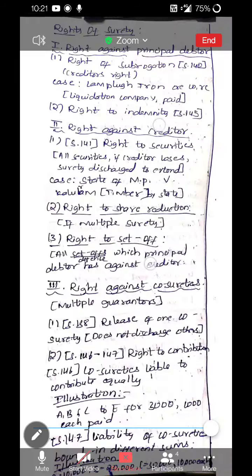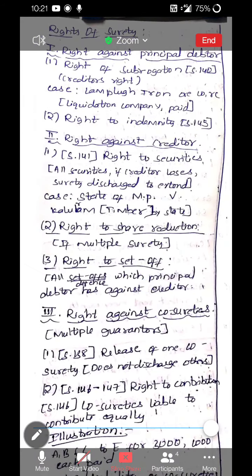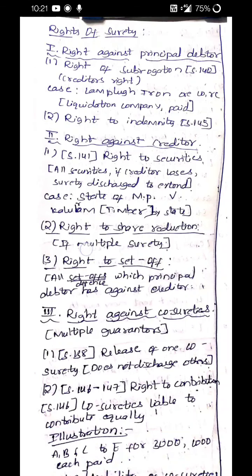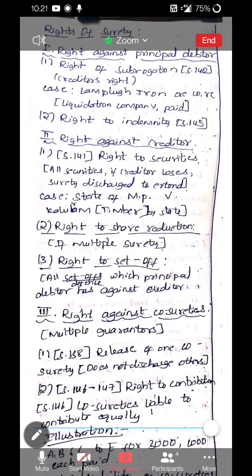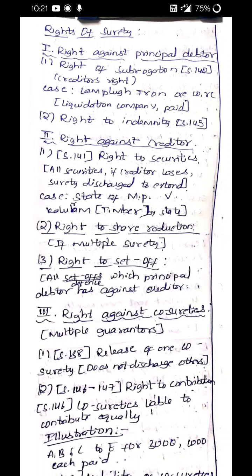Rights of surety. So what are the rights of surety? There are three main rights: right against principal debtor, right against creditor, and right against co-sureties. The first point, right against principal debtor. So what are the rights of surety against the principal debtor?